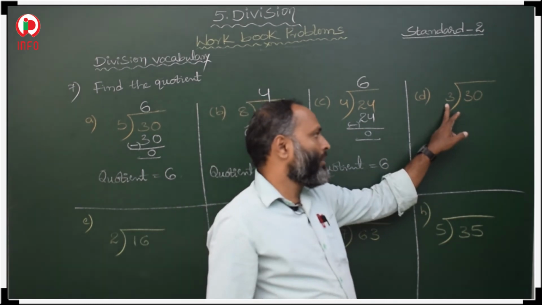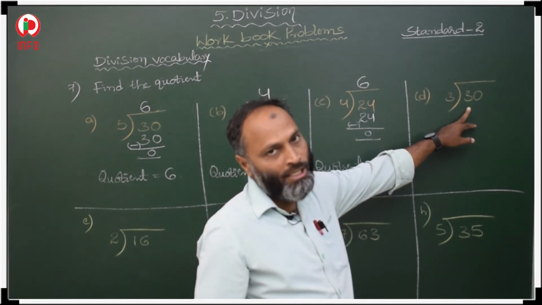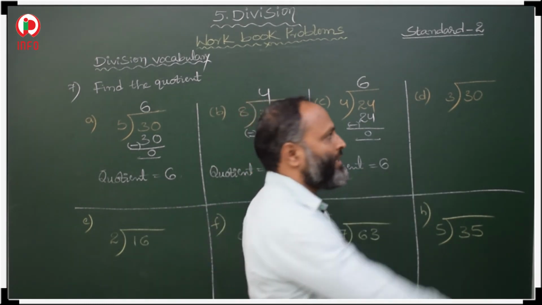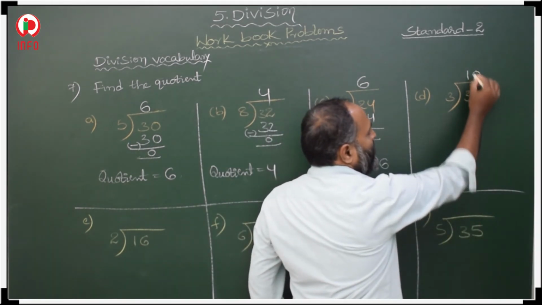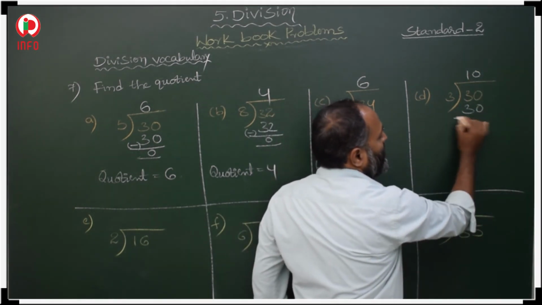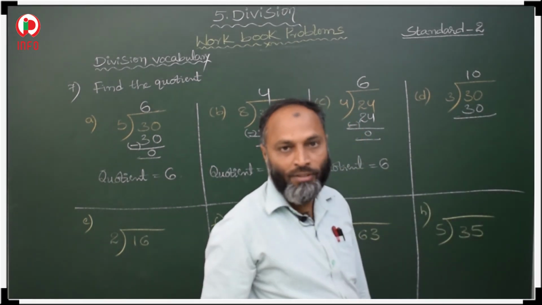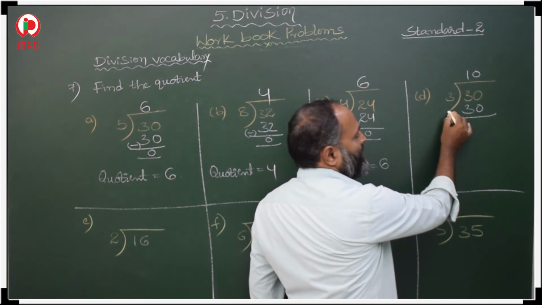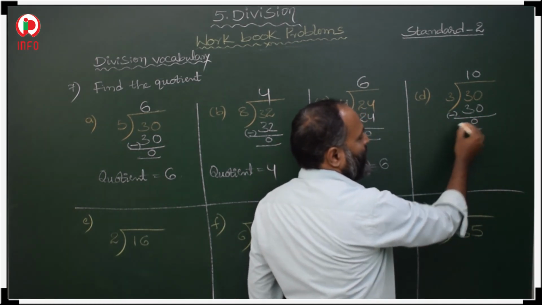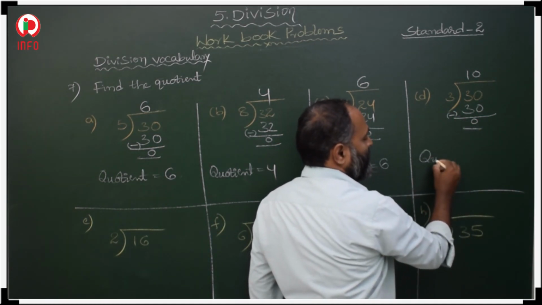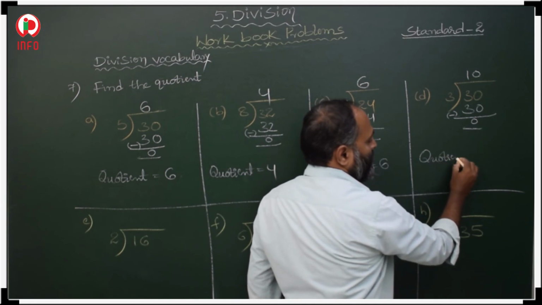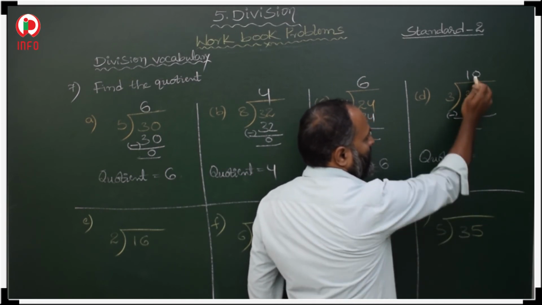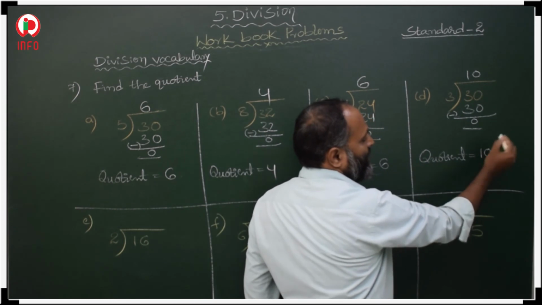In the 3 table, when you will get 30, it is very easy. 3 10s are 30. How to write this 30? In ones place we have to write ones, in tens place we have to write tens. Then same number minus same number, 0. Then the quotient. What is your quotient? This is your quotient, that is 10.